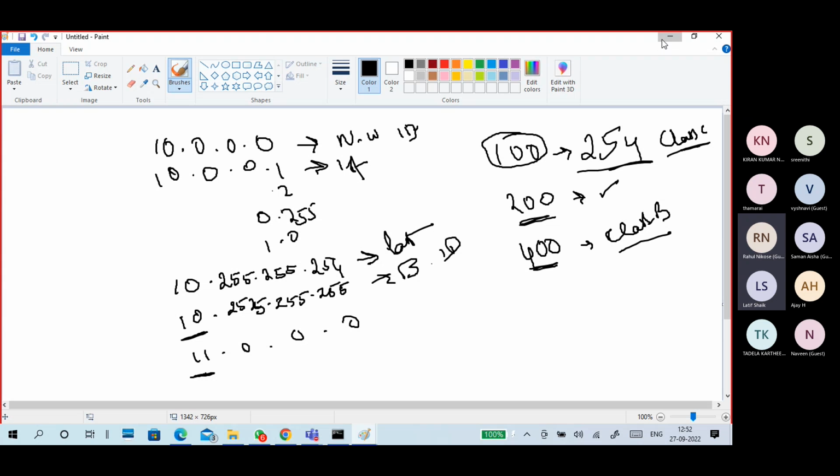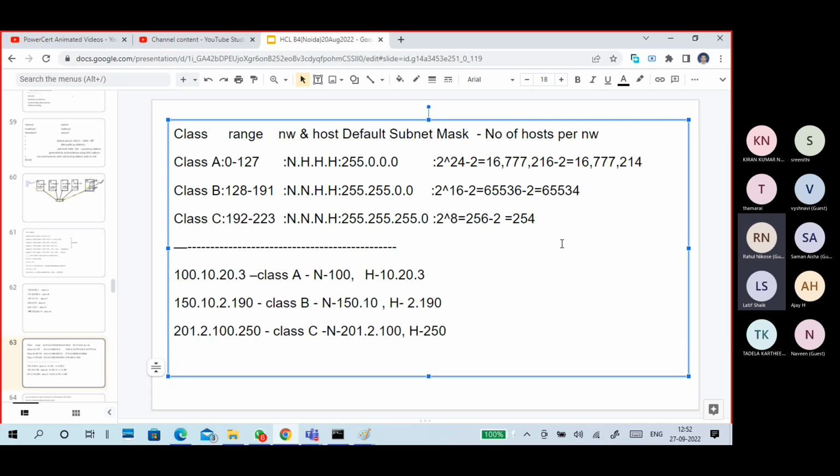Because class B gives 65,534 IP addresses in a single network. Next, if you cross 65,000, for example 5,000 computers, in class B you can still use the same class, the same network. 10,000, 20,000, 40,000, 50,000, 60,000, still we can use it.